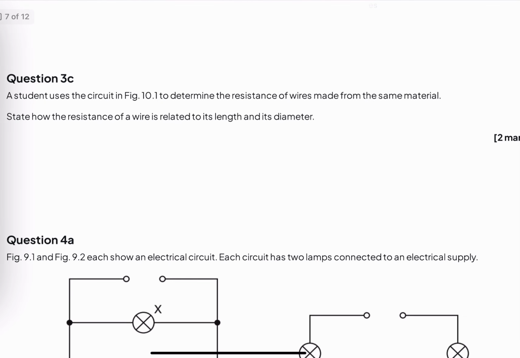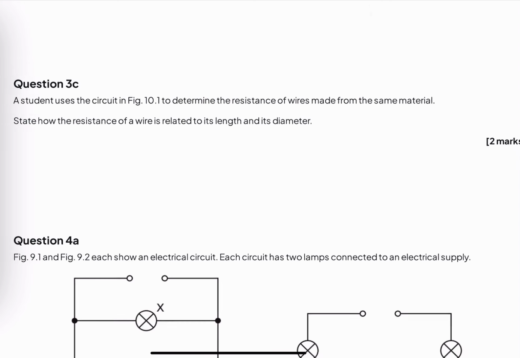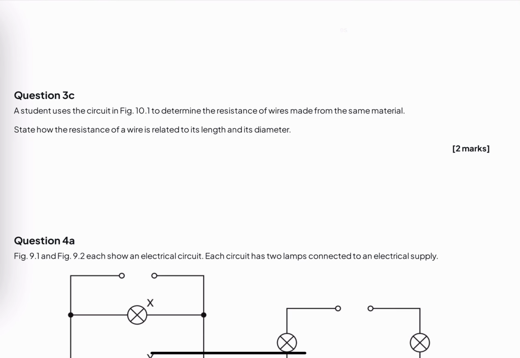3c, a student uses the circuit in 10.1 to determine the resistance of a wire made from the same material. State how the resistance of a wire is related to its length and its diameter. Again, here is a note for this topic. You have to keep in mind that resistance is directly proportional to the length.